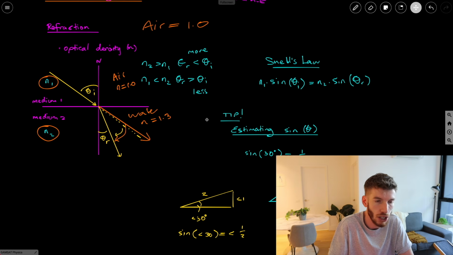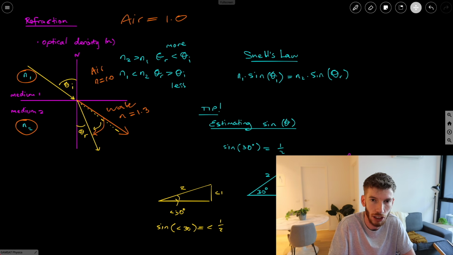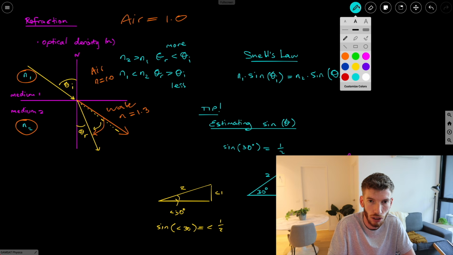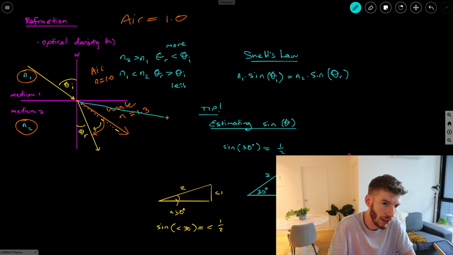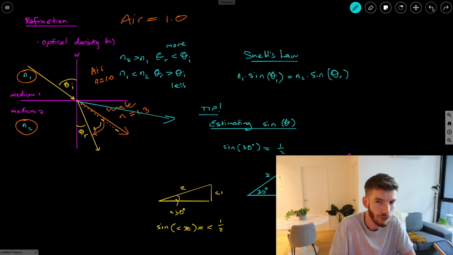And same thing, so if you're going from a more optically dense to a less optically dense one, i.e. N1 is less than N2, it'll go the other way. So that would then actually allow the light to bend less and go out this way instead, and your angle of refraction would be much larger than the angle of incidence, like that.